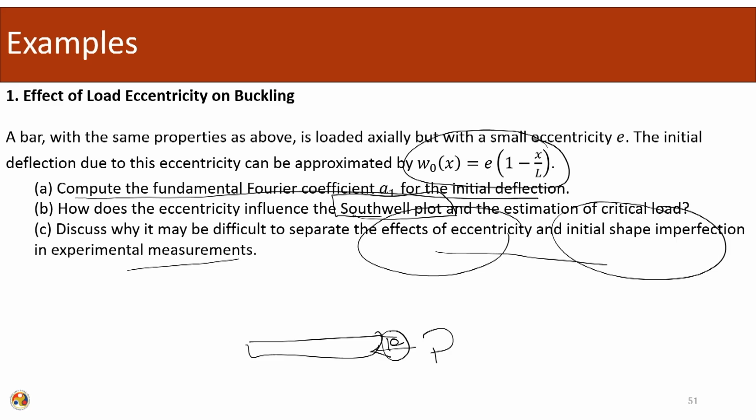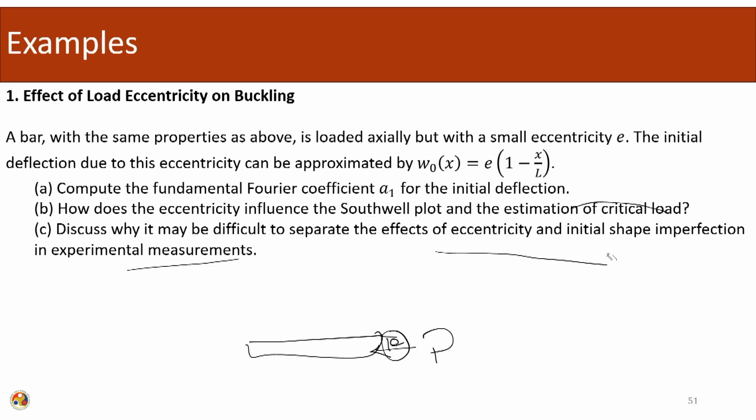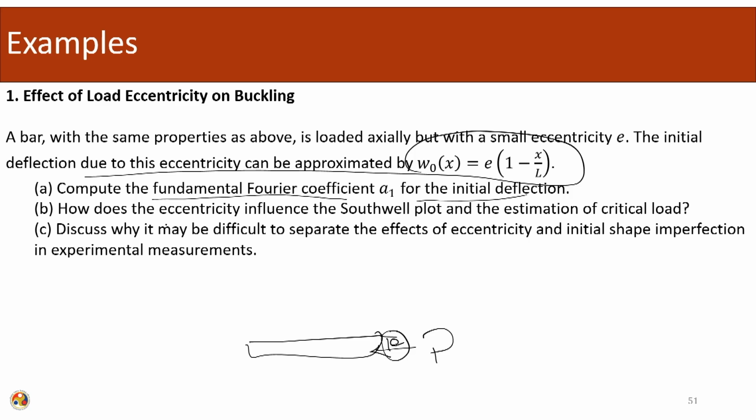So in this example the effect of the load eccentricity is being analyzed. Okay. So the initial deflection due to this eccentricity is modeled by this equation, same as before. We are asked to compute the fundamental Fourier coefficient for the initial deflection and the influence of this on the Southwell plot, and then give our views on why it is difficult to separate out the effect of the eccentricity and the initial shape imperfections when we conduct an experiment.